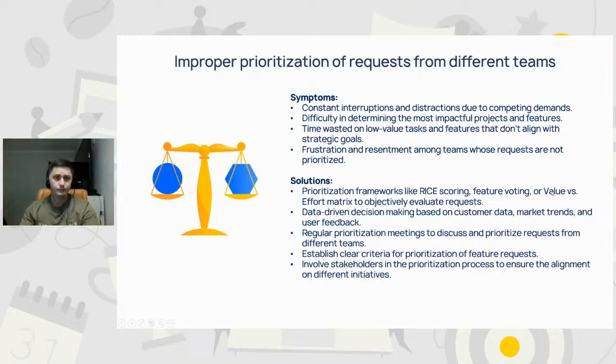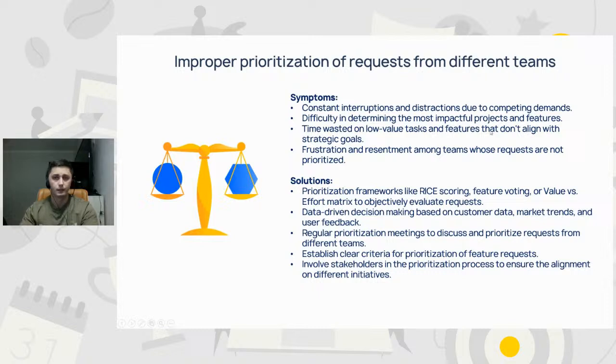The next problem is improper prioritization of requests from different teams. Talking about symptoms, there can be interruptions and distractions, as you may receive different competing demands from different teams. Also, you may see difficulties in understanding what can deliver more value and what is more impactful, and you may also work on some irrelevant features with no value or low value. That's why you may deliver some new features, but, let's say, your users and customers are not using them, or they consider them as not really giving value to them.